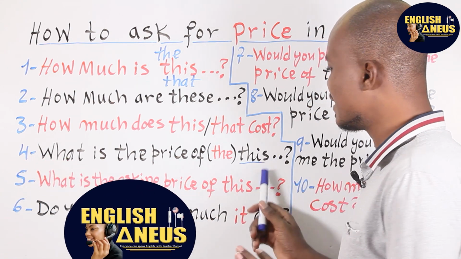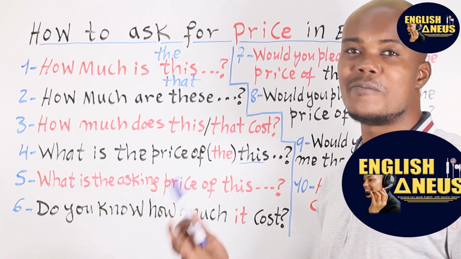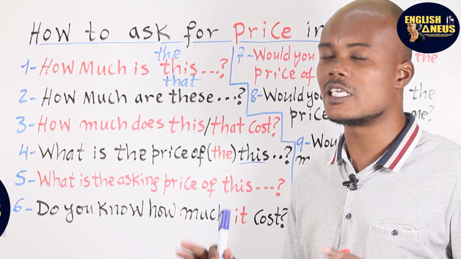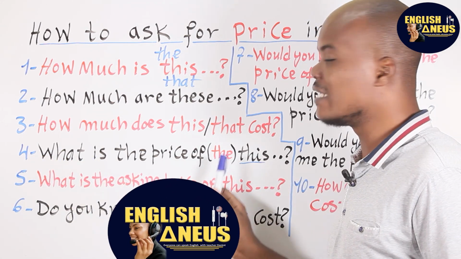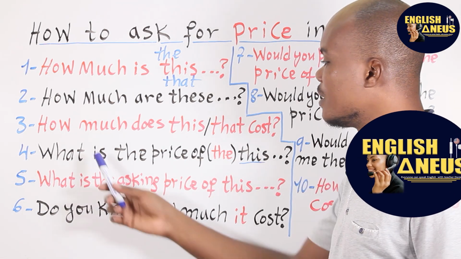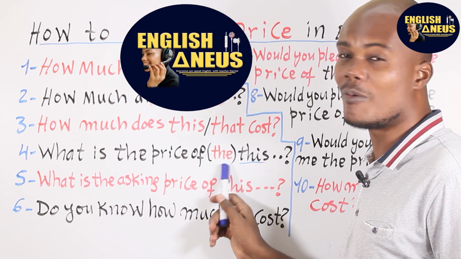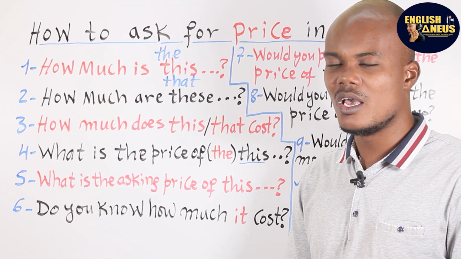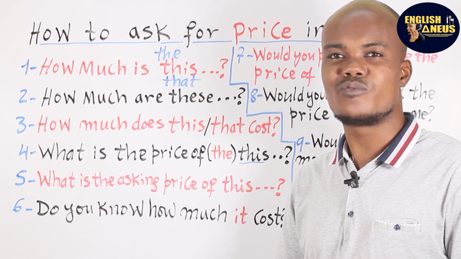For example, what is the price of the marker? What is the price of the book? What is the price of the book? What is the price of this book? What is the price of this book? What is the price of that book? What is the price of the book?